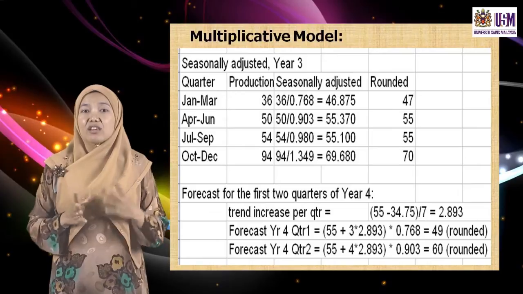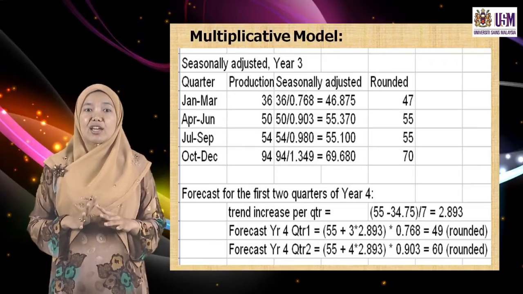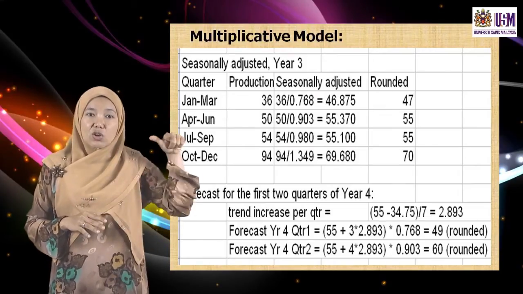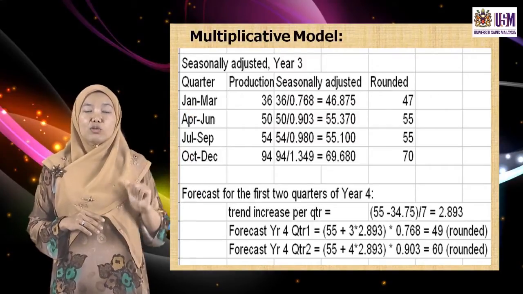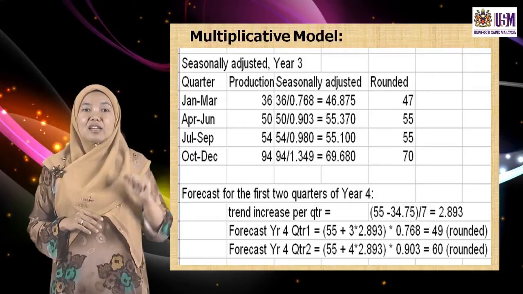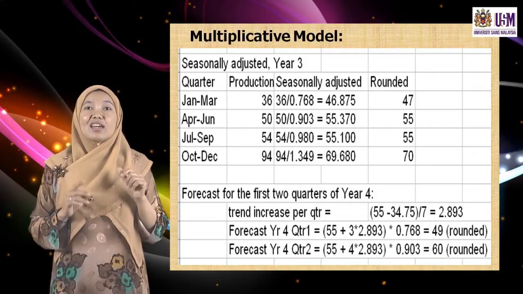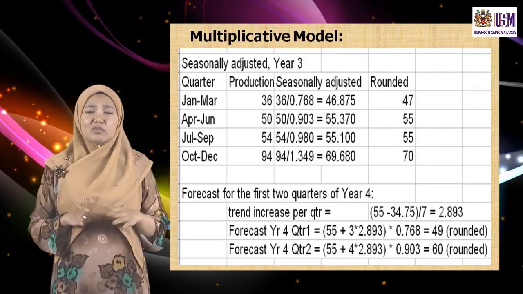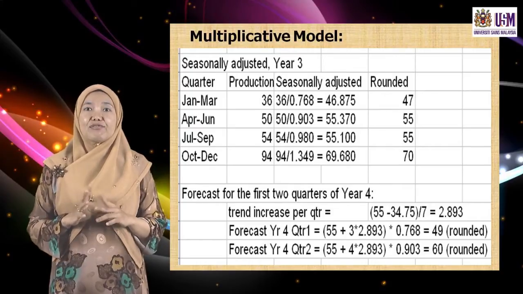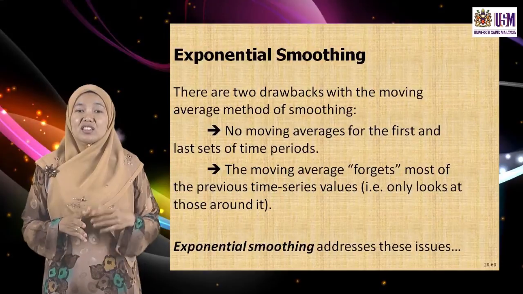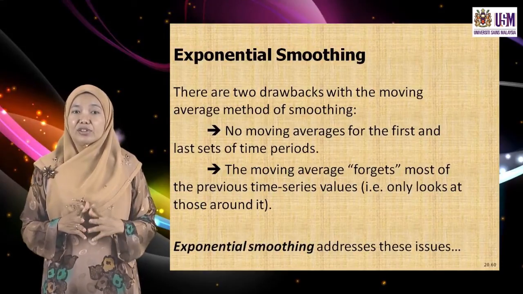On the other hand, if what you see from your scatter diagram is that the seasonal variation is constant, maybe there is an upward or downward trend, but the ups and downs over the seasons are more or less constant, that is a clue for you to use the additive model. So we are done with discussing the first technique in forecasting for time series.